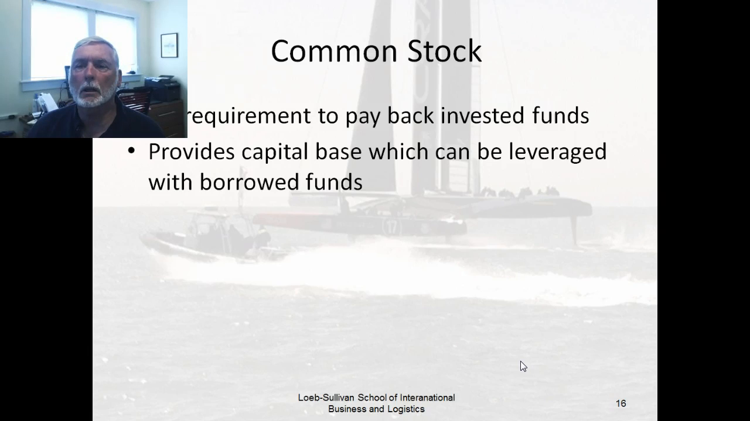And that permanent capital can then be leveraged. And we'll hear a lot about leverage over the next few lessons, few lectures, and few weeks of this class. It can then be leveraged with borrowed money. So the lender looks at the capital structure of the company, sees equity holders who are permanent or patient capital, and feels more comfortable lending money to an organization that has some permanent capital. They're more likely to be repaid, and therefore they're more willing to lend. So that's how common stock is used.